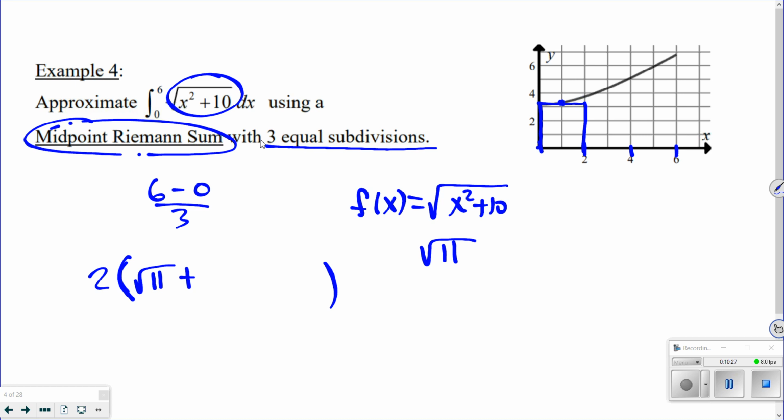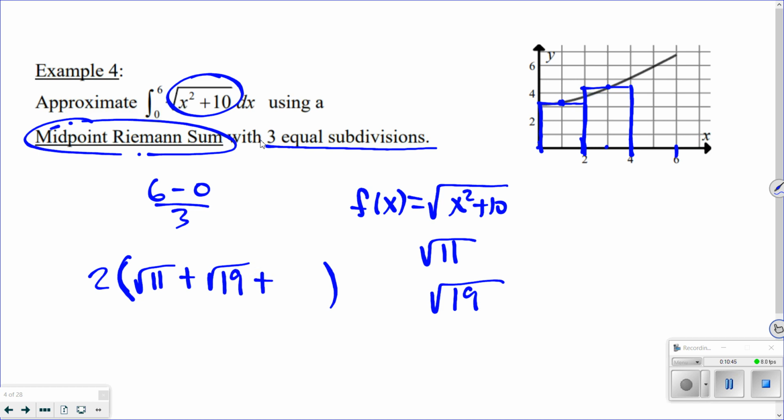Okay, next one, from 2 to 4, it'd be right there. That's what it's going to look like. I have to find that height, so x is 3. So plug 3 into there. 3 squared is 9. 9 plus 10 is 19. So this would be plus the square root of 19.